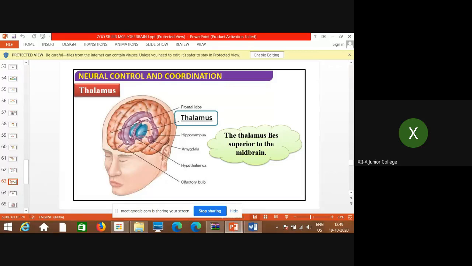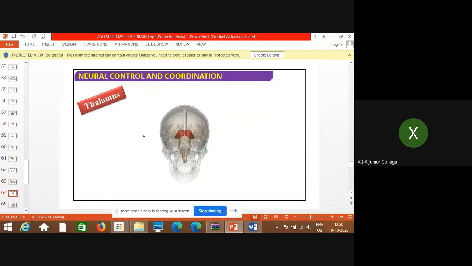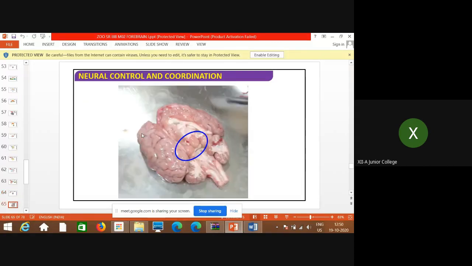Thalamus, see, this is the position shown in the frontal lobe. This is the thalamus, which lies superior to the midbrain, above the midbrain. The small part below is the midbrain, but this is the thalamus. You can see the region here. It looks like a paired structure with side parts, and these paired or side parts are shown in this circular structure.